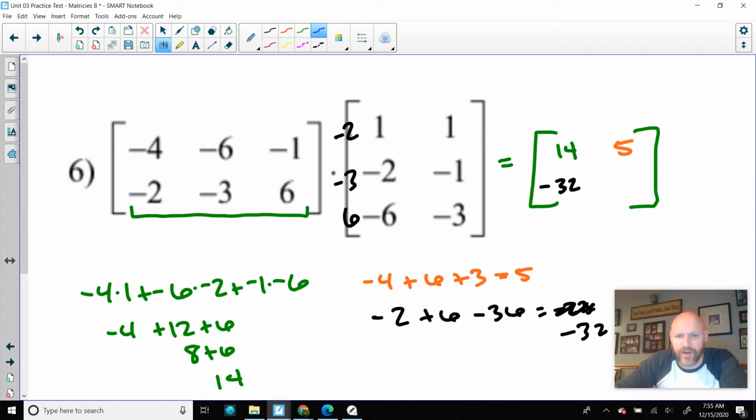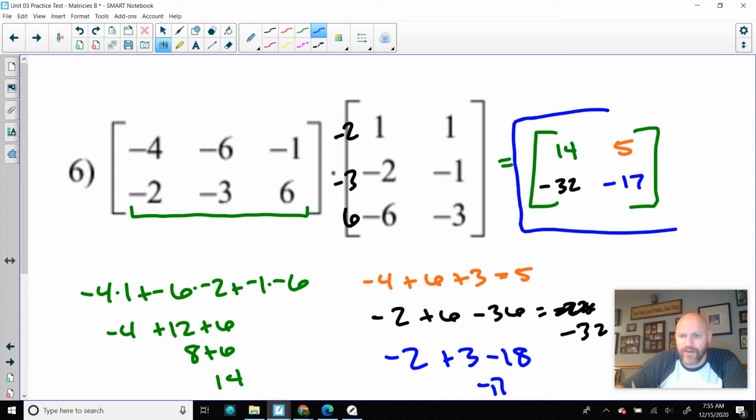I have one more to do. We're going to do negative 2 times 1 is a negative 2. Negative 3 times a negative 1 is a positive 3. And 6 times negative 3 is going to be a negative 18. We'll add those together and we'll get a negative 17. And that negative 17 is going to go right there. And that would be our answer for that particular problem.